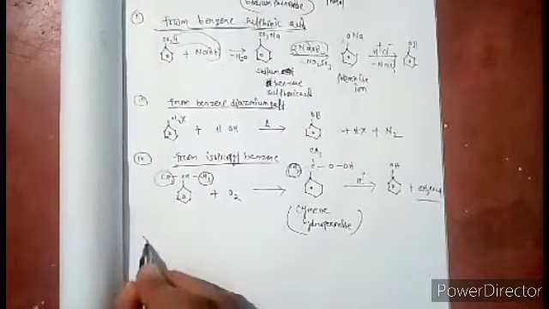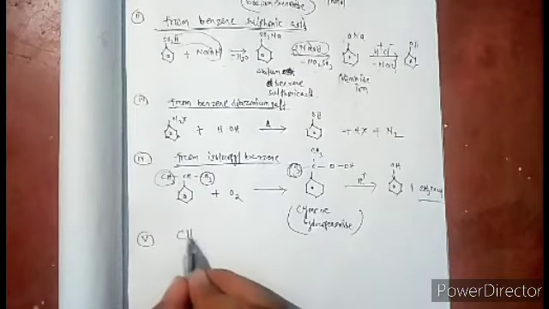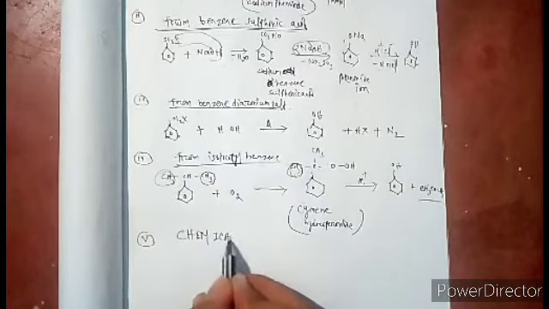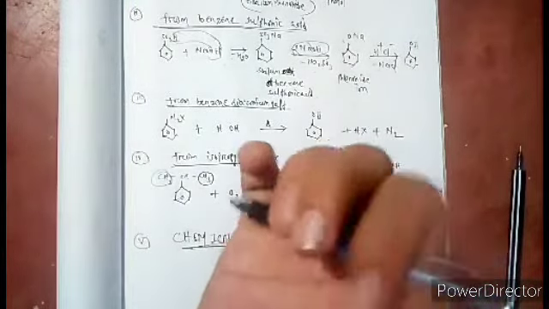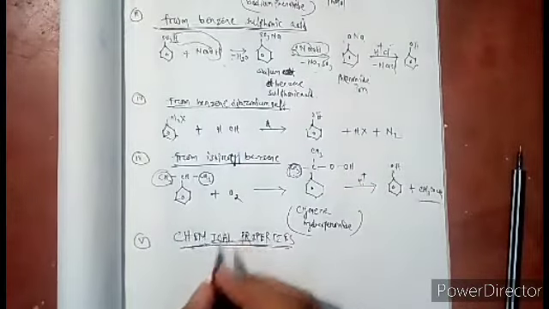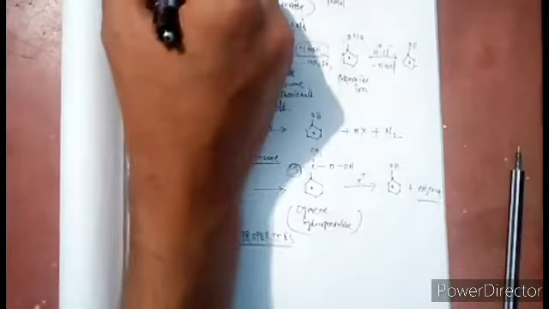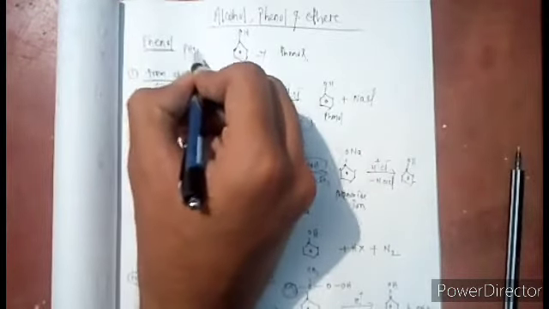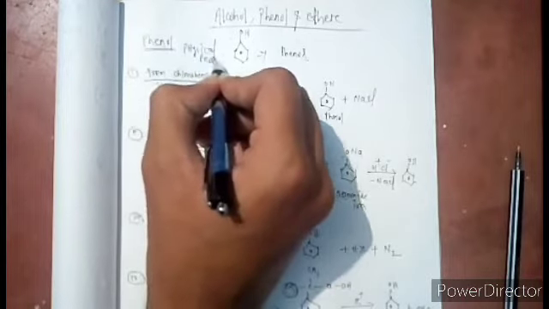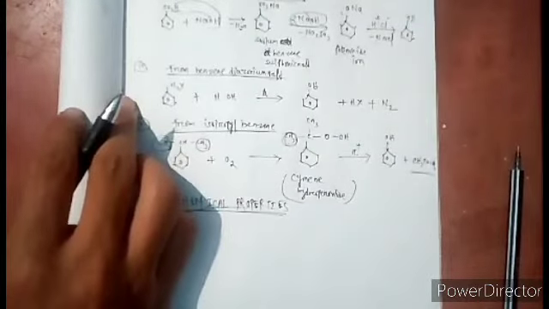Then come to the chemical properties. What are the chemical properties? The first ones are the physical properties. These are the physical properties. Okay, these are the chemical properties.